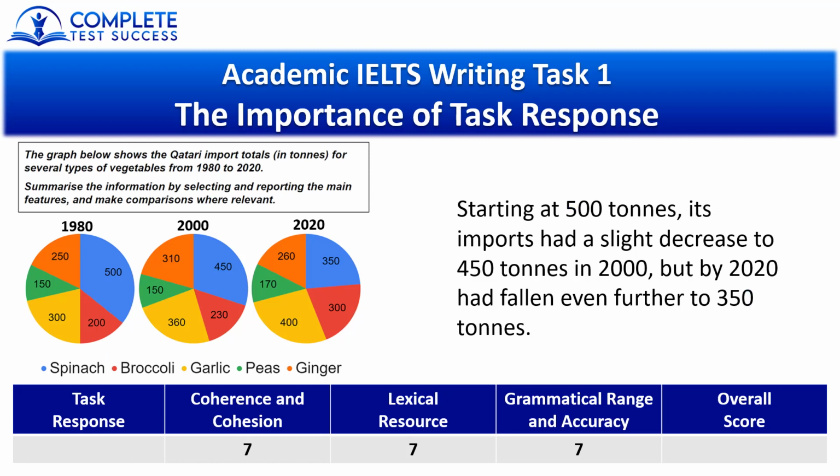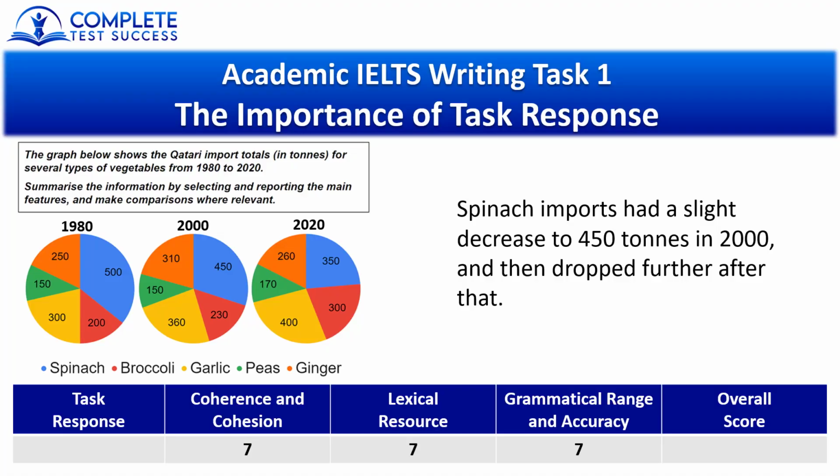So here's an even bigger mistake. This time, instead of writing spinach imports, I wrote its imports. So now, in this situation, the reader, or in this case the examiner, will not know exactly which category is being described. This means that it is unclear and the task response score goes down to band 5. And then of course the overall score will still be 6.5.